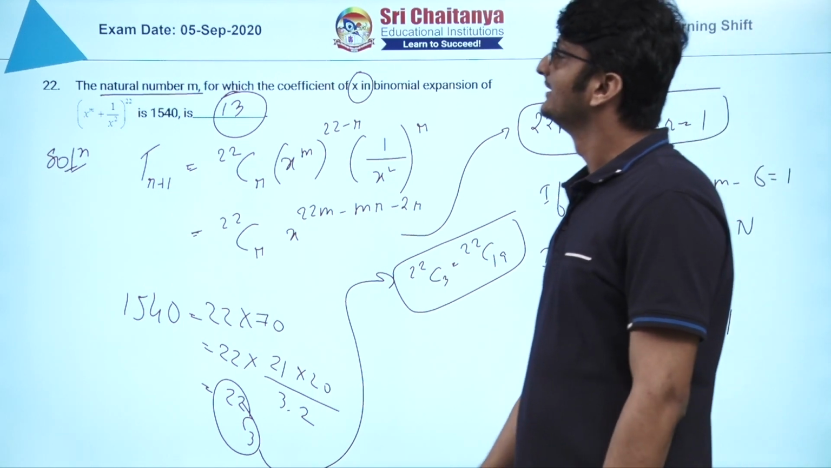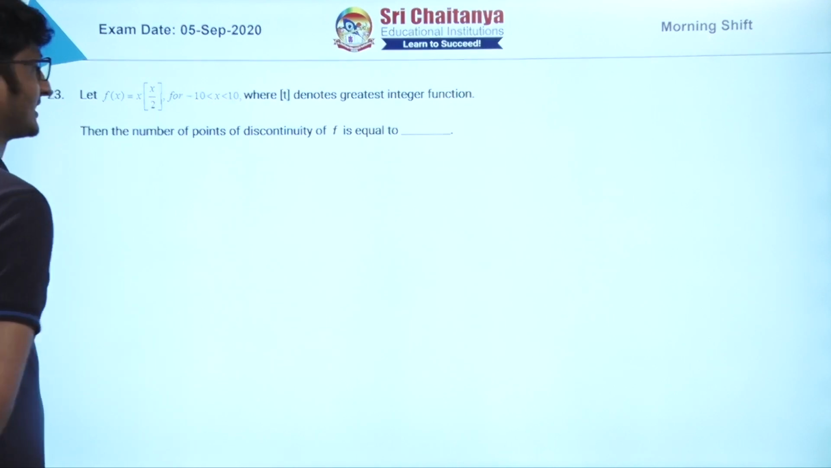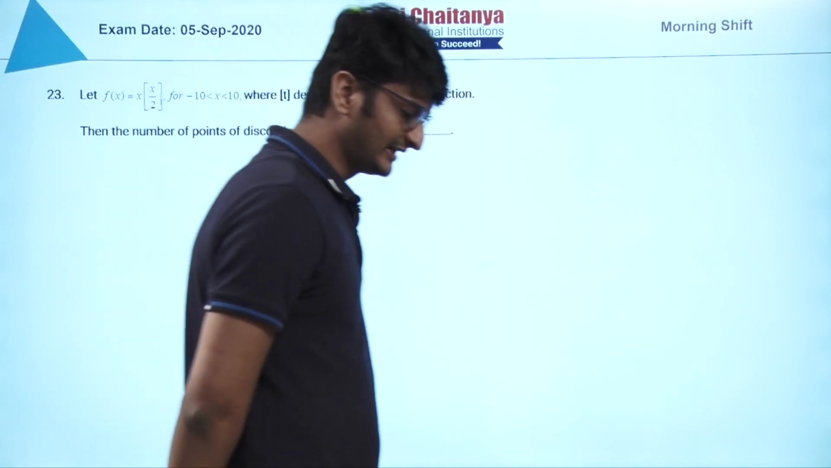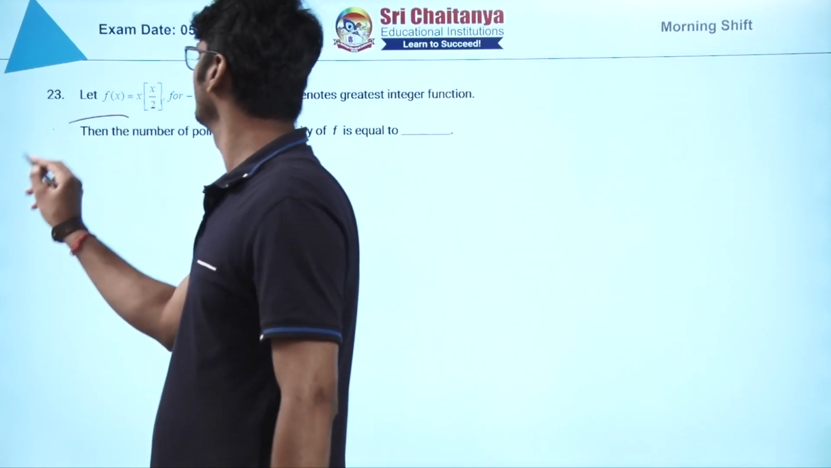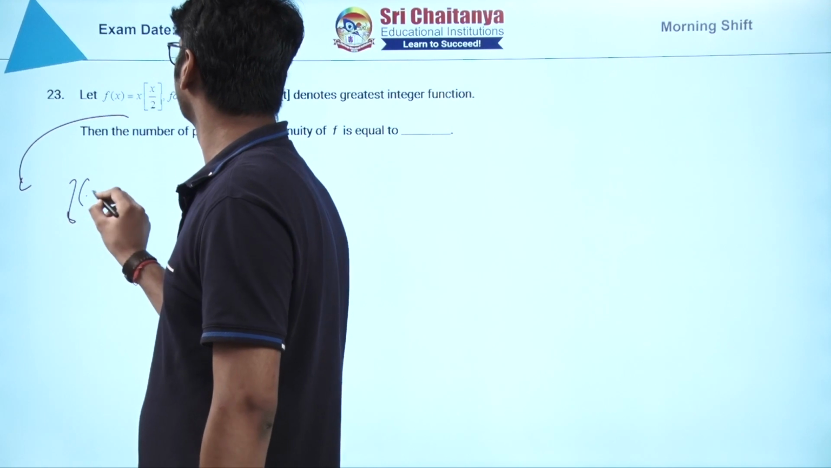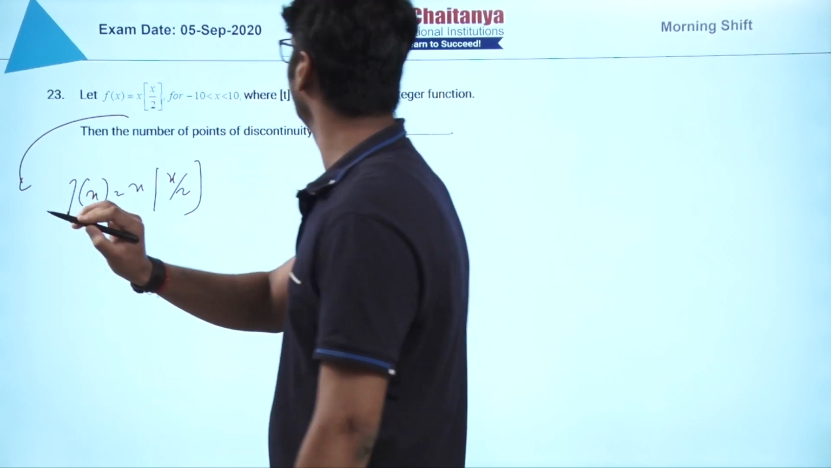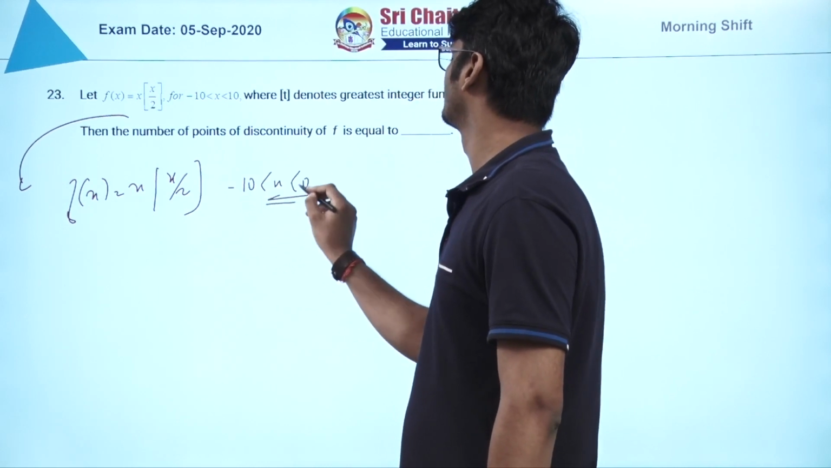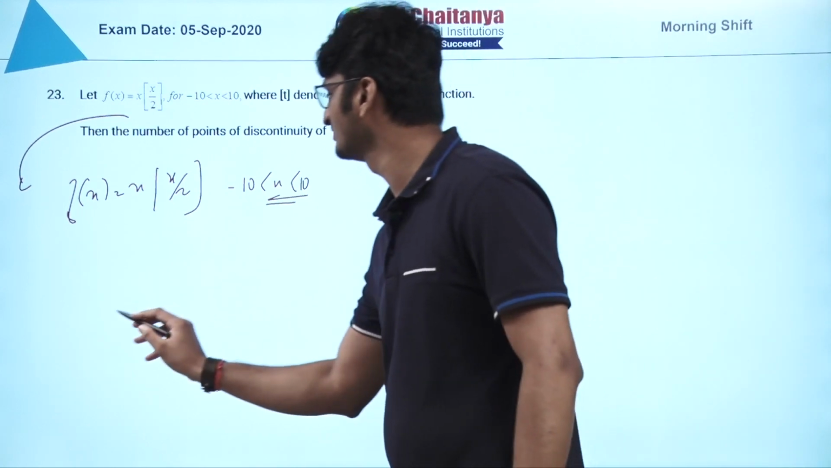Okay. Next, move to question number 23. This is a question from functions in which the greatest integer function is used. You should know the definition of the greatest integer function. f of x is given as x into box of x by 2. The domain is restricted from -10 to 10. You can also do the graph, but I will not suggest that. It simply can be done by using the definition.